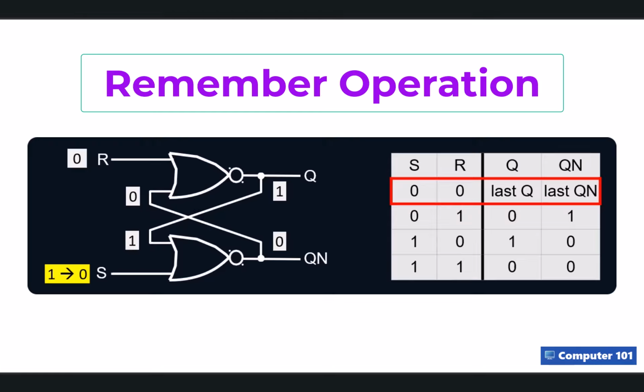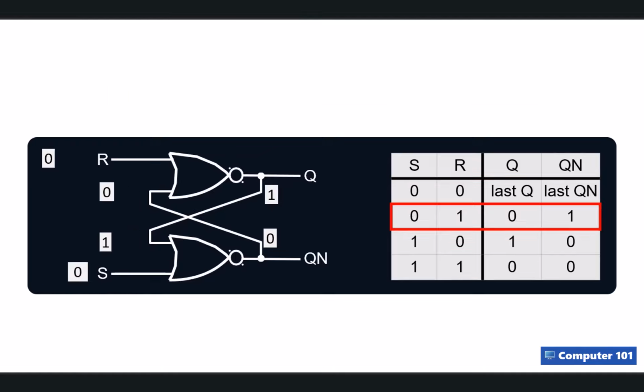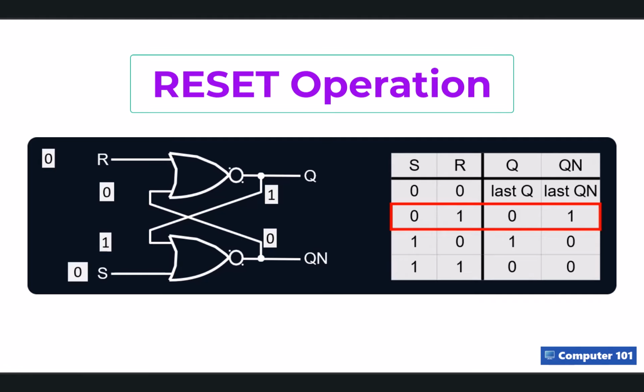Honestly, this is exactly what happens when you press the power button on your phone to turn the screen on and then you let go. You release the button, dropping that physical input to 0, but your screen stays on because the internal latch remembers your command. Of course, eventually we're going to need to clear that memory. To do that, we introduce the reset state.